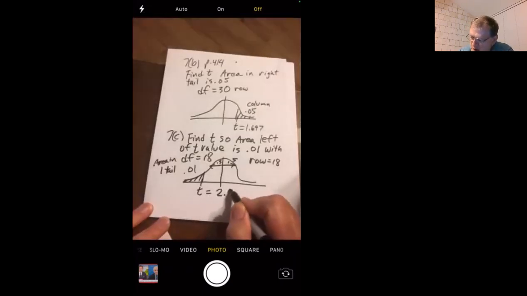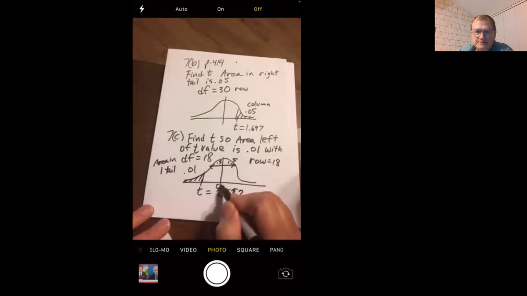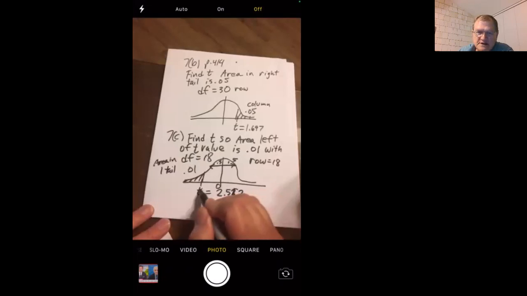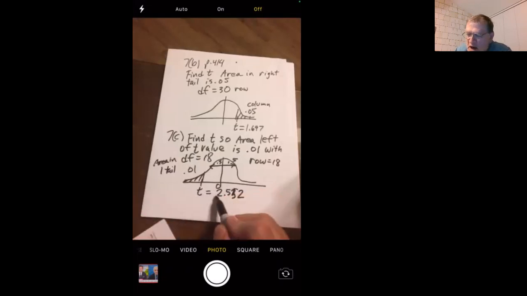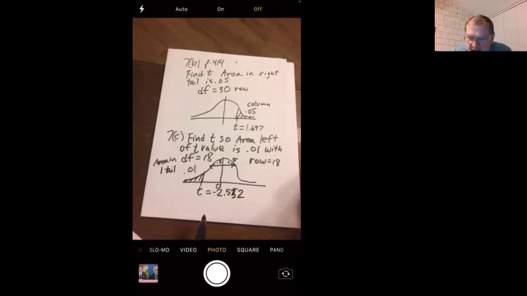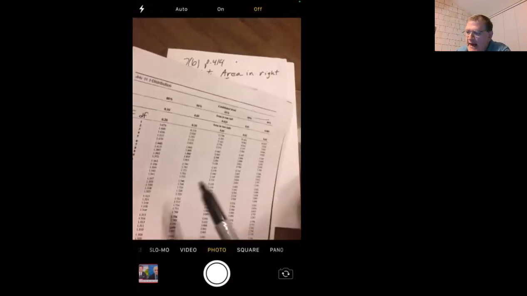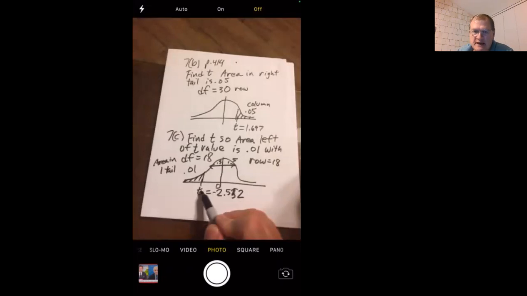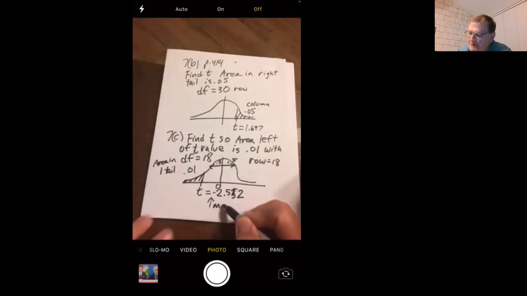Now, here is the rub. Remember, zero's in the center. We're on the left side of zero. So is this positive or negative? Negative. Yeah, but you see the table won't tell you that. You have to do that manually. The Z table, it did. You could read the Z numbers out and the table would tell you if it's positive or negative. Here it won't. In effect, this table is the positive side of the curve.